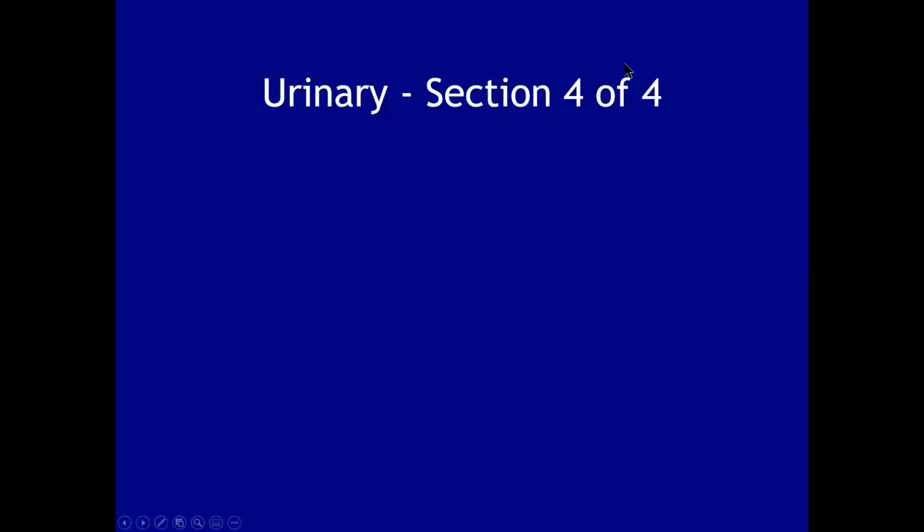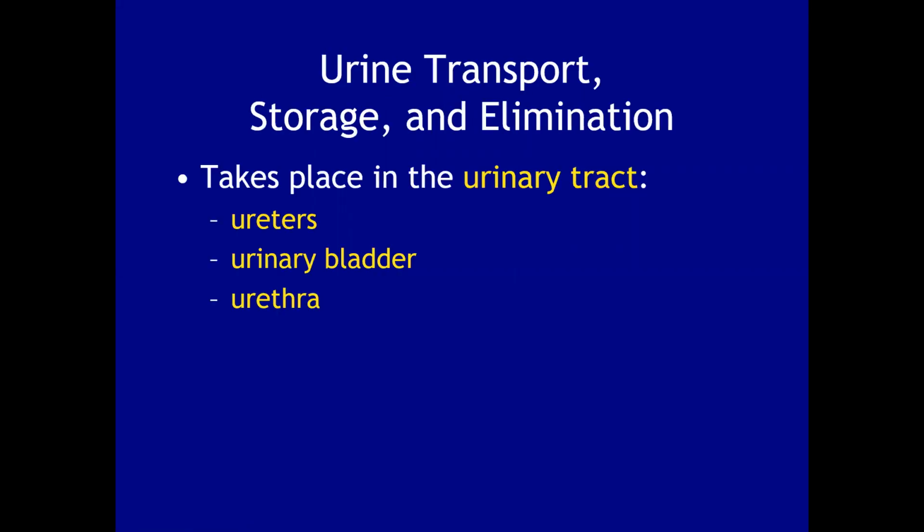The urinary system. This is the last recorded lecture of the material for your third exam. As we discussed at the very beginning, we are going through two processes. One is excretion and the other is elimination. Excretion occurs at the level of the kidney, and elimination is going to occur through the urinary tract.